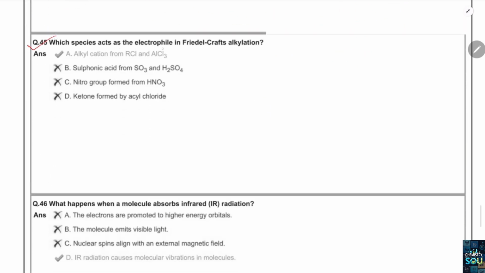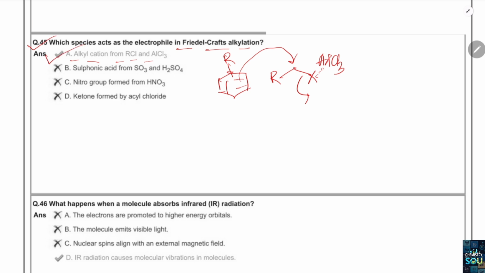Which of the species acts as an electrophile in the Friedel-Crafts alkylation? In the Friedel-Crafts alkylation reaction, this is a benzene ring. Suppose any substituent, an electron donating group R, is present, and any RX. Any Lewis acid, suppose AlCl3, will coordinate to this halogen and release the cation. After that, the ring will attack this cation. Like this, the mechanism occurs. So the first option, the alkyl cation forms from RCl and AlCl3. That is a true statement actually. So option A is correct.